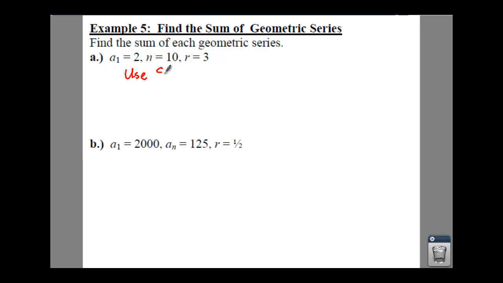s sub n is equal to your a sub 1 minus a sub 1 r to the power of n, and that's going to be all over 1 minus r. So you're going to use the same formula you just used in example 4. So let's go ahead and plug in your numbers.